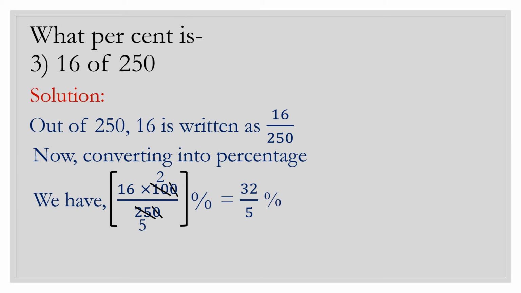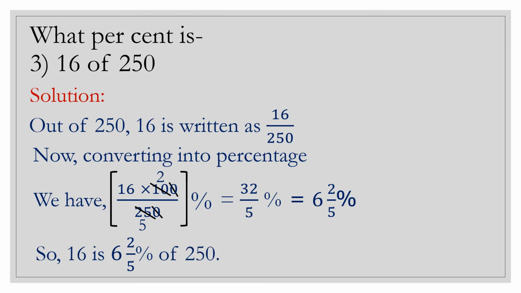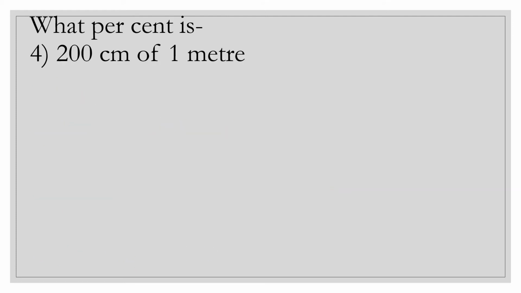See, 32 upon 5 is an improper fraction. So let's convert them into mixed number. So divide 32 by 5. We get 6 2 upon 5%. So 16 is 6 2 upon 5% of 250. The next is question number 4.